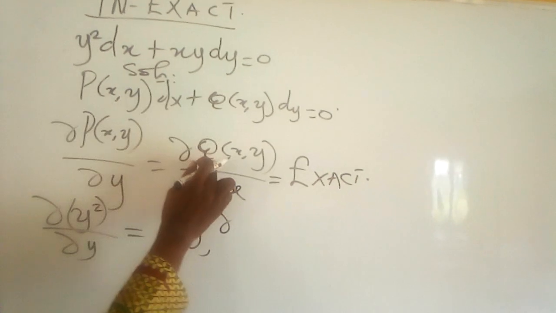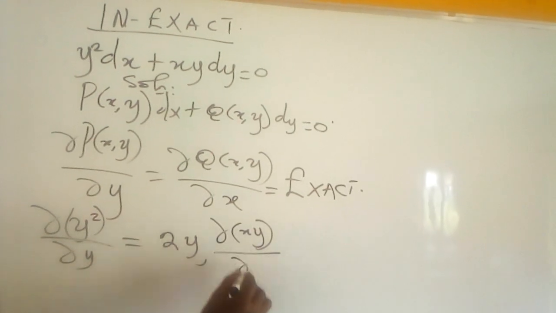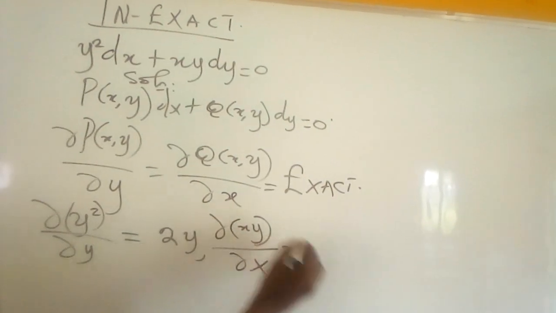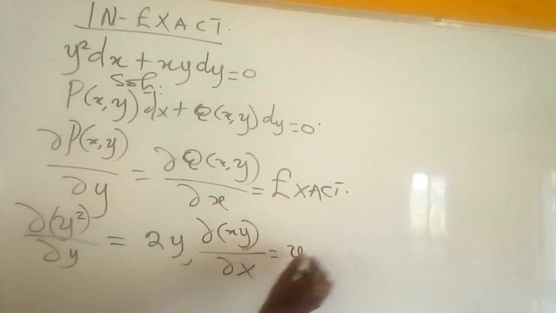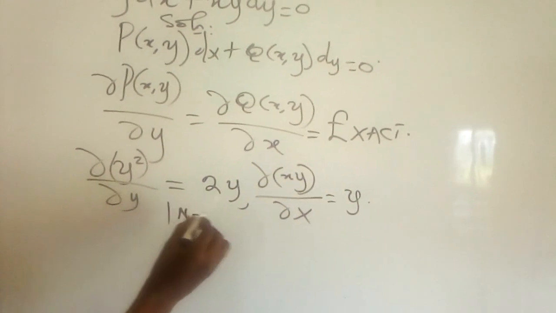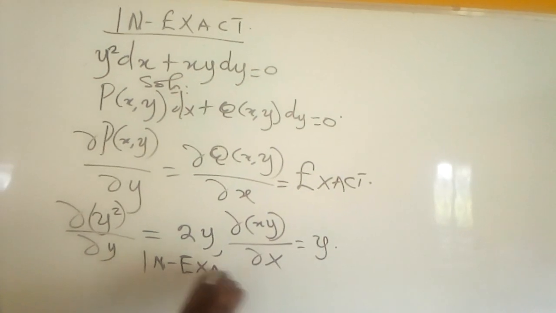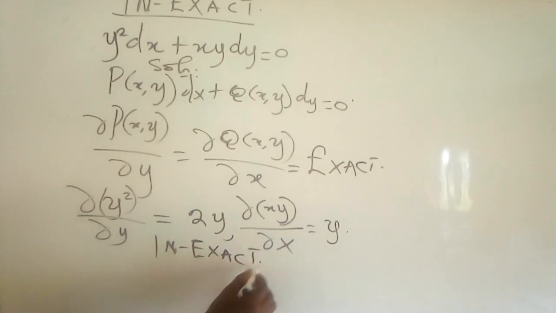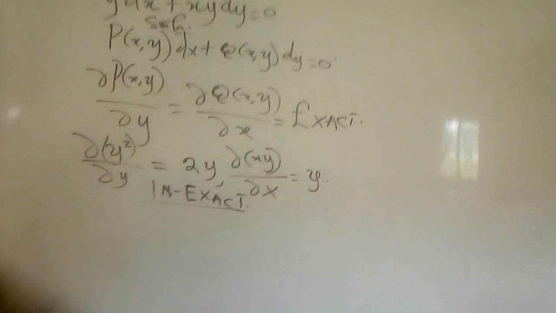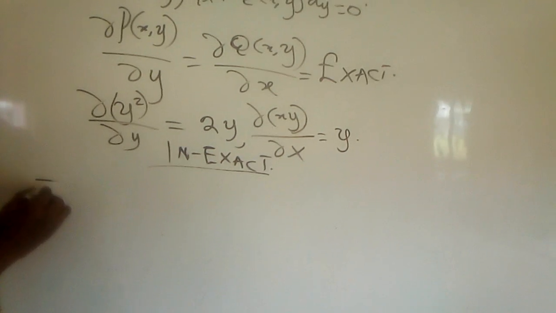Also, the partial derivative of q function, which is xy, with respect to x, to test for the exactness, you see that this gives you y. So it is inexact, a non-exact first order differential equation. Now that it's inexact, and they are y variables, we will use the integrating factor technique, IF.